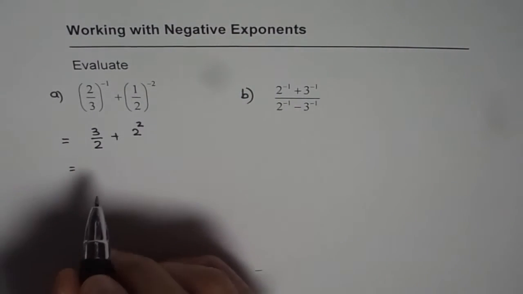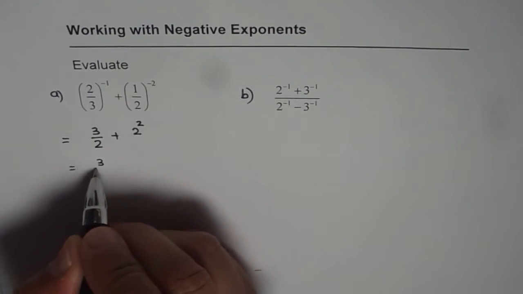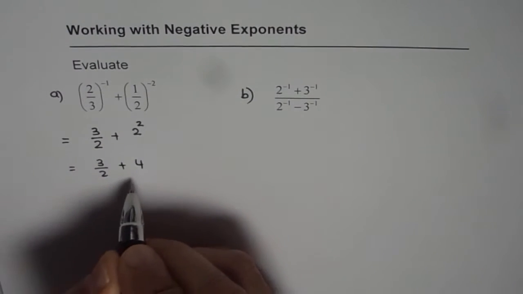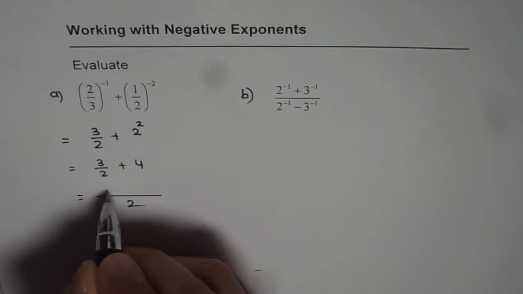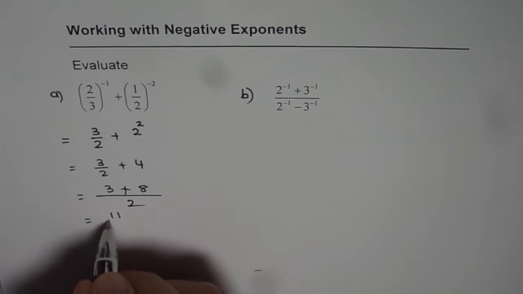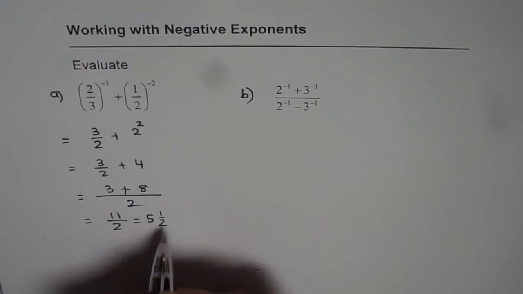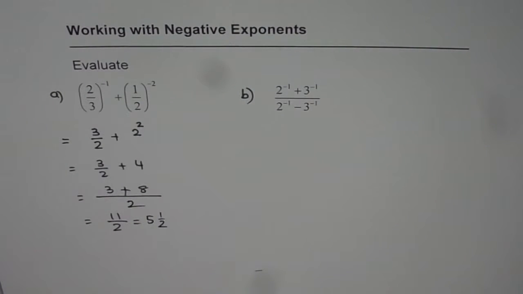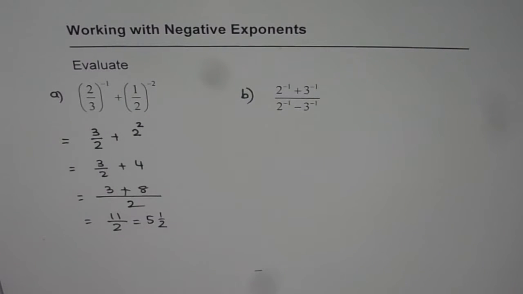Now to add them, what we need is a common denominator, right? So let me first write this as 3 over 2 plus 4, and 4 means 4 over 1. So we can write this with a common denominator of 2. So we get 3 plus 4 times 2 is 8, and our answer is 11 over 2, right? Well, you could write this as 5.5. So that is how we can solve this question. You could have added 3 over 2 is 1.5, 4 plus 1.5, 5.5. Either way, we get 5.5 as our answer.